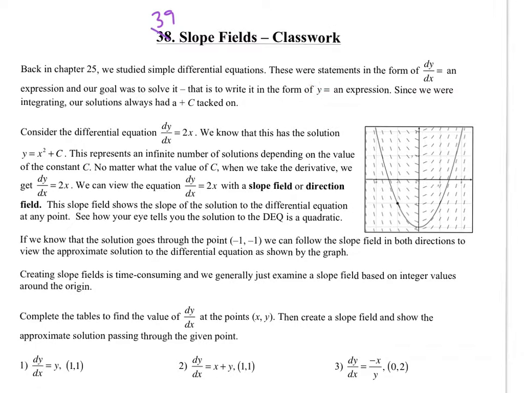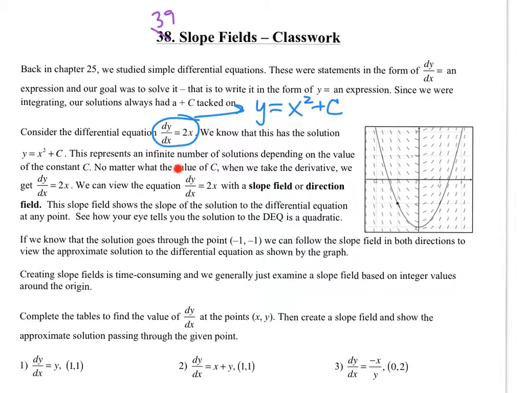But since we didn't know if there was a constant, because the derivative of a constant is 0, when we took the antiderivative to find the equation, our solutions always had the expression plus c on it. So consider the differential equation dy/dx equals 2x. We know that that's going to be y equals x squared plus c if the derivative is 2x. This represents an infinite number of solutions because c could be anything.